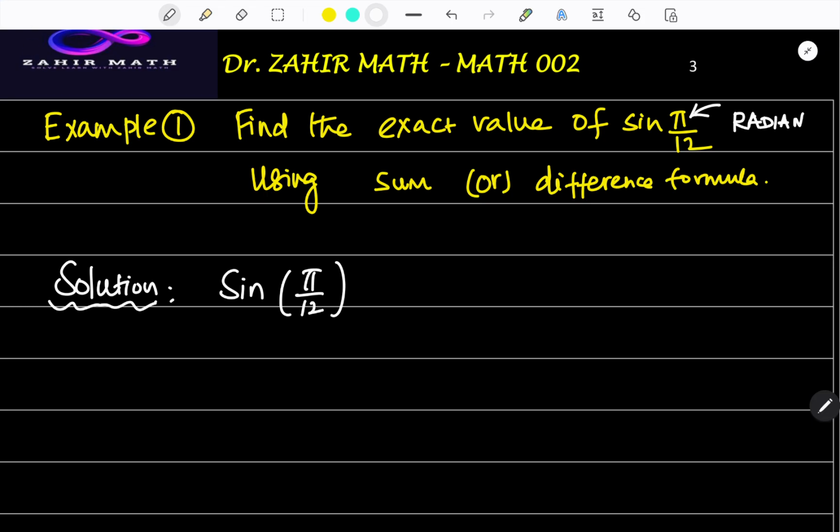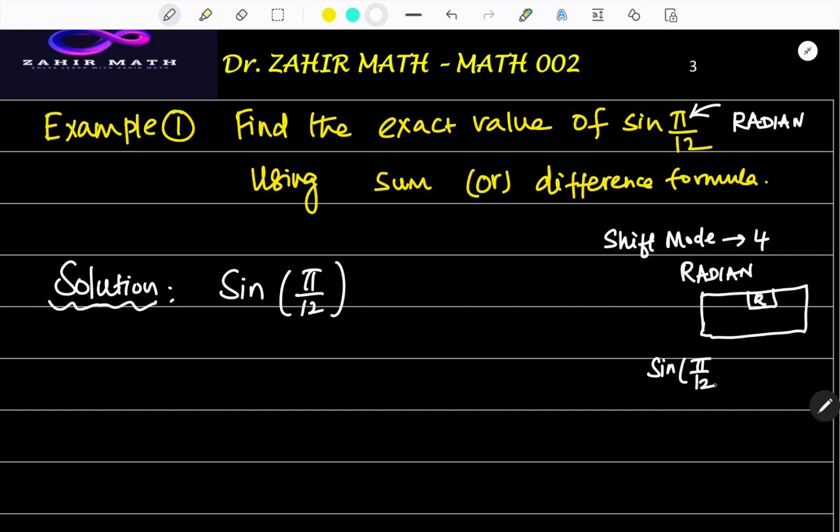So before you start the question, try to find the value in the calculator. First you need to check your radian mode. So just press shift mode, and then press number 4. If you press number 4, you will get radian, and in the top of the calculator screen you can see R. So put in the calculator sine pi by 12, press the fraction mode, shift pi over 12. This is equal to root 6 minus root 2 divided by 4.